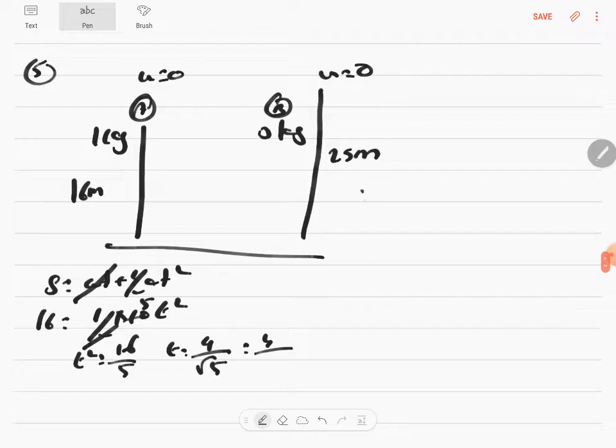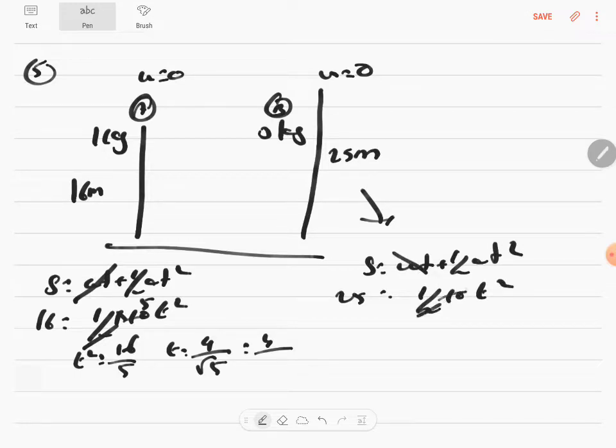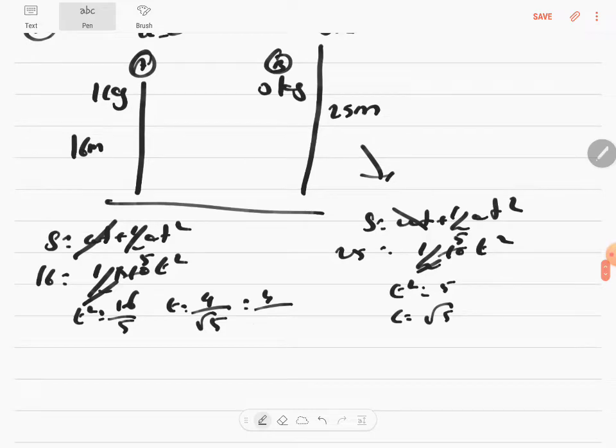So let's go to this one. S is equal to ut plus half a t square again. U is 0 and s is 25, and half into 10 into t square. This gets cancelled, t square is equal to 5. So t is equal to root 5. So you get 4 by root 5 for one and t equal to root 5 for the other.